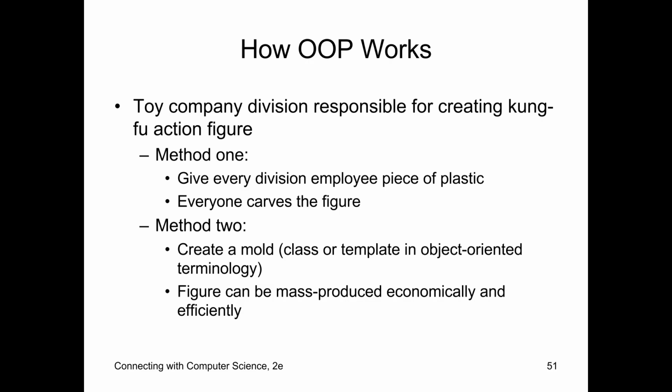The second way to do this is you can create a mold, or as they call it here, a class, and then you can mass produce that figure efficiently by using the same mold, the same injection process. You know that you're going to get a better quality, and it's going to be done faster than if you have everybody do it one at a time. So now, say you decided to change the pose of the figure, you create a new mold and a new process.